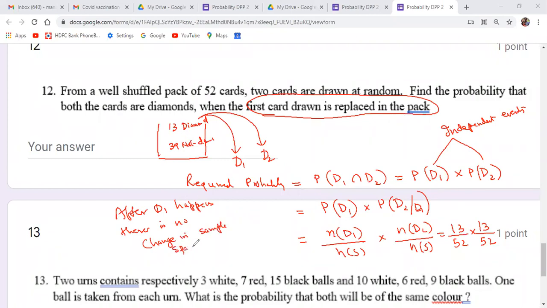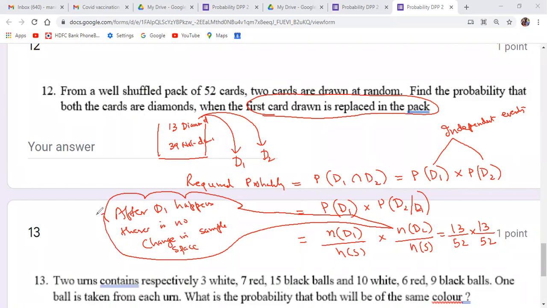Write it in the bubble. After D1, there is no change in the sample space. So 1 by 16 is your answer. After D1 happens, there is no change in sample space. I hope all of you understood. Yes, sir.